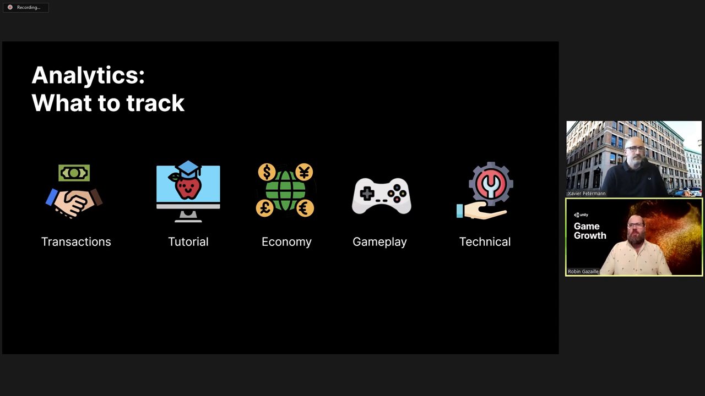Don't try to track everything. Your time investment will skyrocket, and the quality of your data will suffer. Instead, think of how you would use your data to drive your decision-making. When implementing a feature, think of how you would determine whether it was a success or not. That's what you need to track. Beyond that, there are a few things that are always good to track.